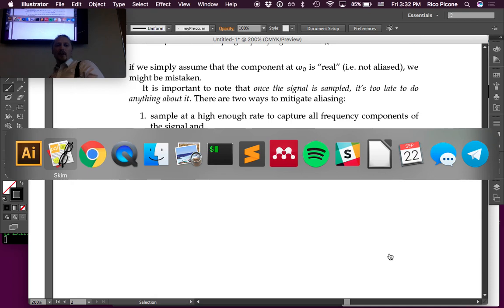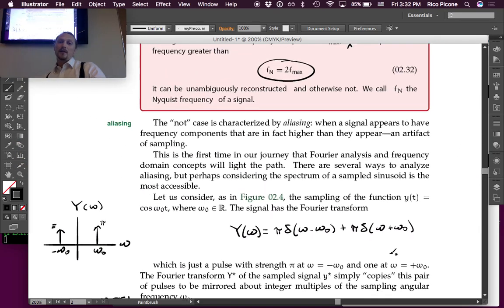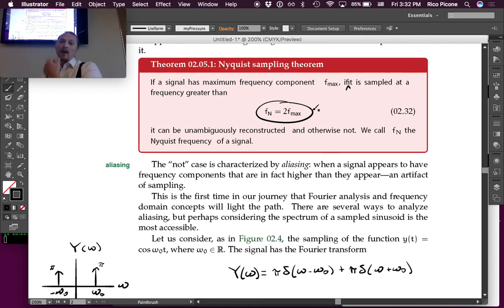Okay, so that concludes it. Any questions on that before we move on and do some homework discussion? What was the not case again? Yeah. So the not case was, this was the requirement to have a sampling frequency greater than 2 times the max, if you want to unambiguously reconstruct your original signal, which is to say, if you don't want to have to worry about aliasing. But the not is that you have aliasing, and this condition is not met.